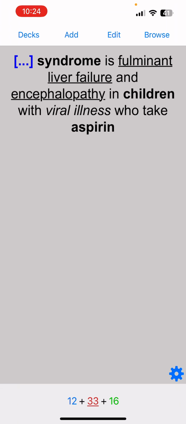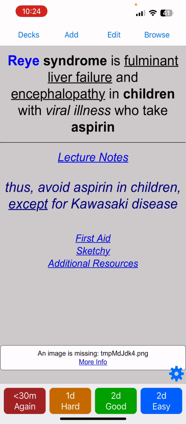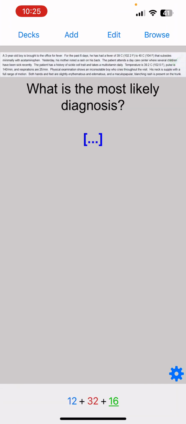What syndrome is fulminant liver failure and encephalopathy in children with viral illness who take aspirin? Reye syndrome. Thus, they avoid aspirin in children except for Kawasaki disease.